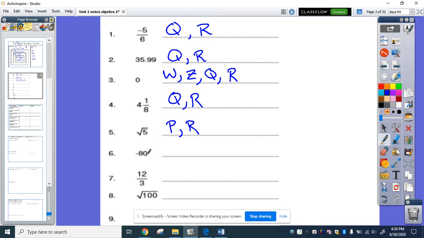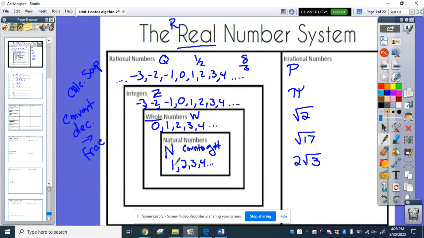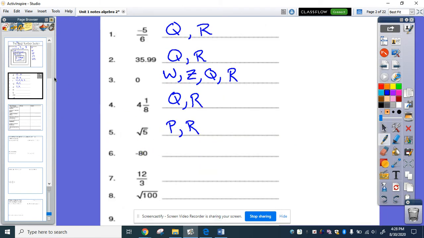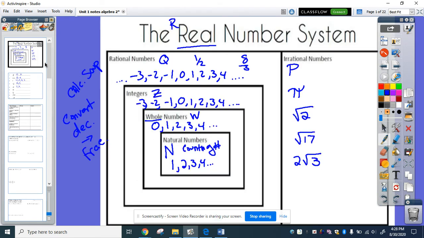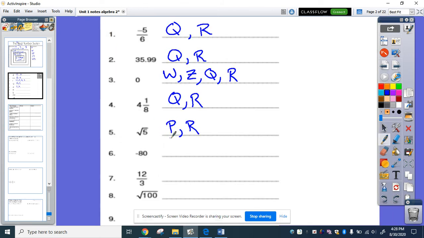Let's take a look at negative 80. Where would negative 80 fall in our categories here? Well, if we're talking about negatives, the negatives only got included in the integer section. So we're going to have integers, rationals, and reals.